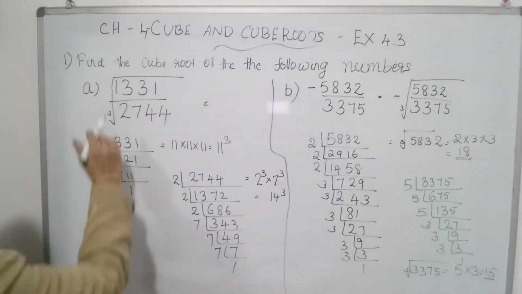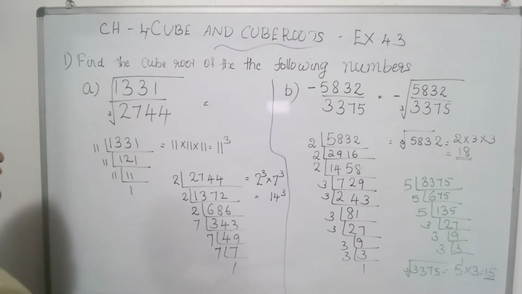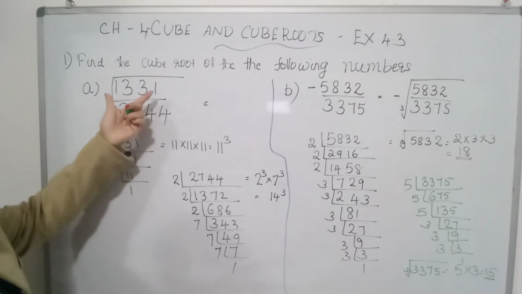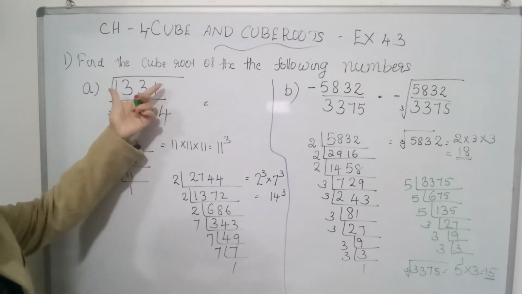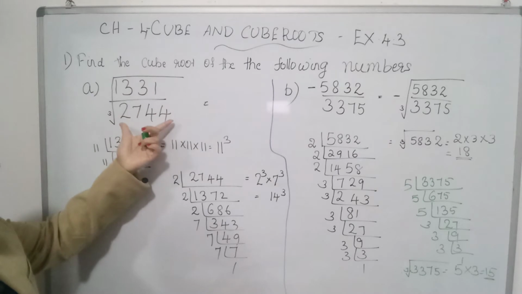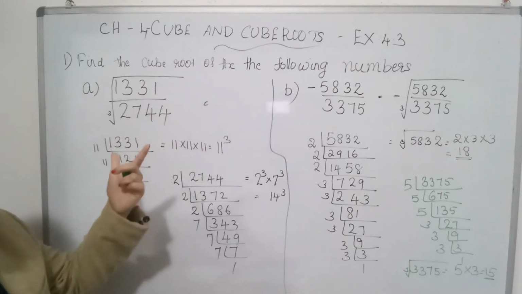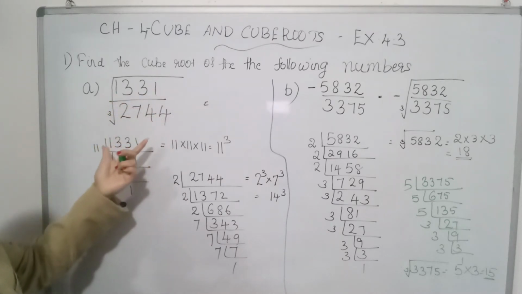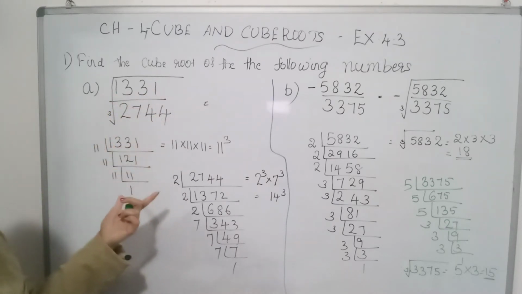Cube root of 1331 divided by 2744. For this, what will you do? You first find the cube root of the numerator and then find the cube root of the denominator, and you substitute. Okay, here the numerator is 1331. You know it is 11 cube.